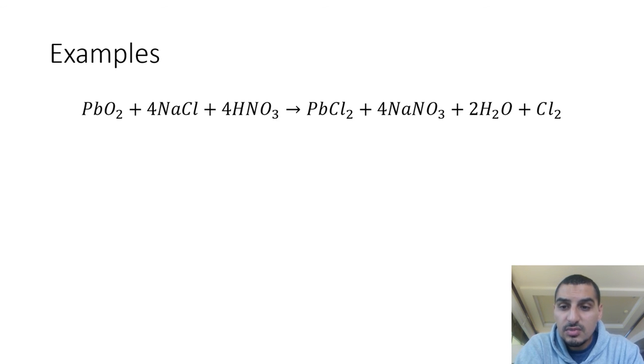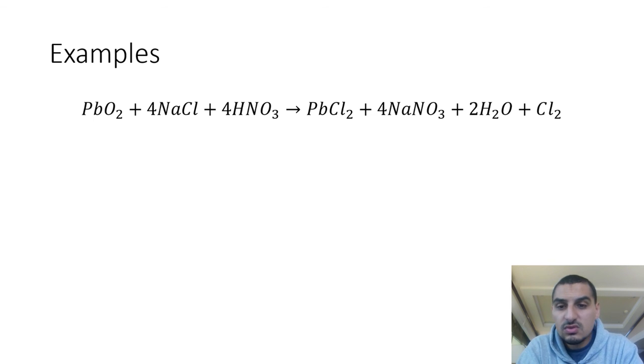The second example here is kind of more difficult, and we will take a look at it as well. It's lead oxide reacts with sodium chloride and nitric acid to form lead chloride, sodium nitrate, water, and chlorine. And in this case, again, before getting scared or worried about the equation, just take a look at the elements or the compounds that you have and think about the general rules.